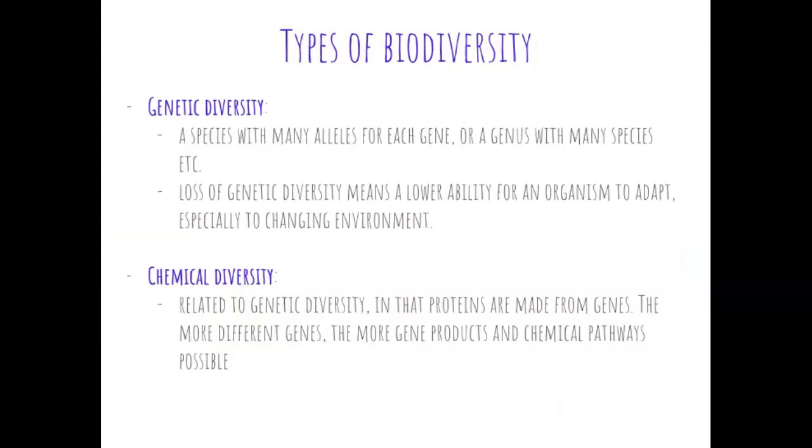Other types of biodiversity are genetic diversity. So this is where you have a species and that species either has many alleles for each gene, or you could have a species with only one allele for a specific gene, meaning that that gene is fixed and every individual in that species has the same gene. You could have a genus with many different species in it. That would be another example of genetic diversity.